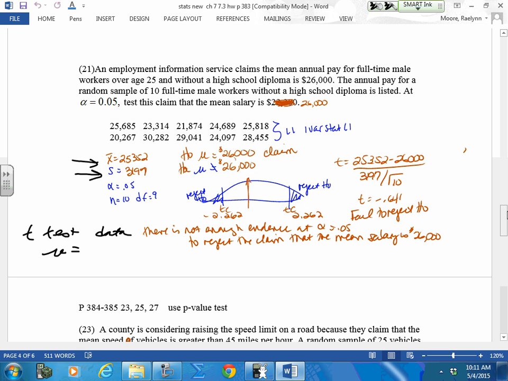And your tail, if they don't know what your tail is, label it, and you're in the fail to reject H0. There's not enough evidence at the level of significance of 0.05 to reject the claim that the mean salary is $26,000.